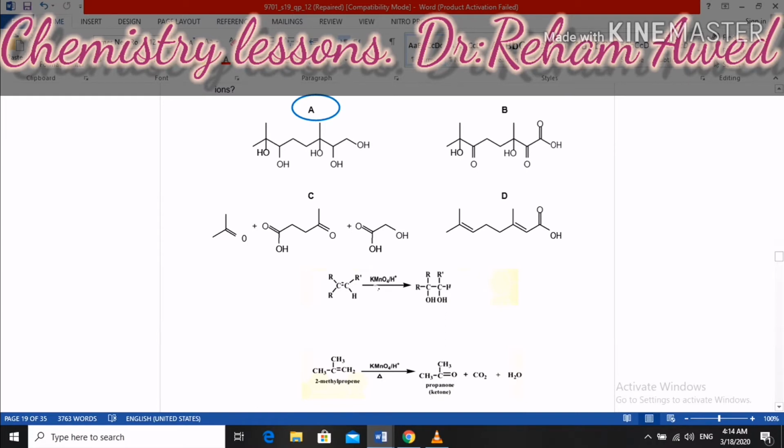The second choice is to break the double bond using highly concentrated acidified hot potassium permanganate. In this case, we will break the double bond and the CH2 group will convert into carbon dioxide, CO2. If we have a secondary carbon atom, it will form an aldehyde. If we have a tertiary carbon atom, it will form a ketone. So we have propanone plus carbon dioxide plus water.